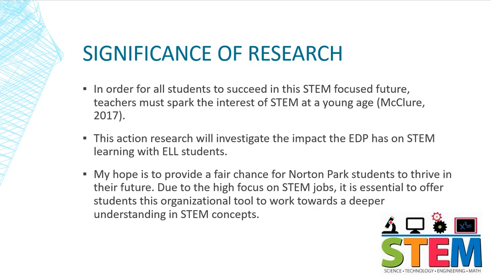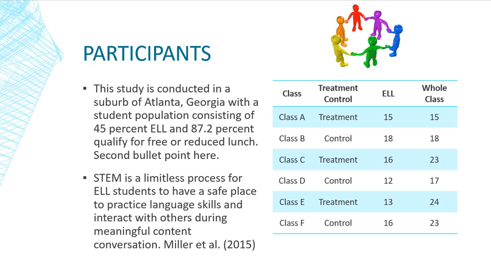So here are my participants. Class A and B are 3rd grade classes. Class C and D are 4th grade classes, and Class E and F are 5th grade classes. Each grade level has a treatment group and a control group. So one group received the EDP, they were able to use an organizational tool, and the other group was not able to use the organizational tool. I wanted to see if using that engineering design process made a difference in the understanding of a scientific concept.